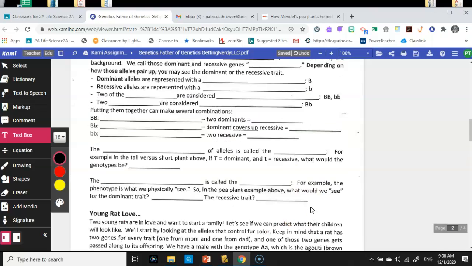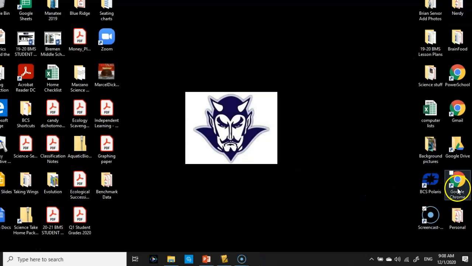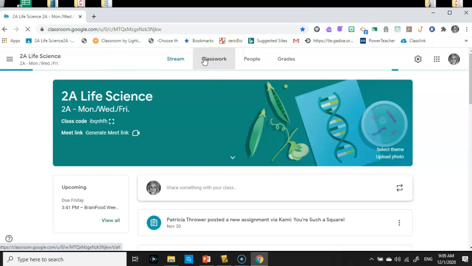All right, that's it. Now what we're going to do next, once you get this filled in, finish filling it in, go ahead and click enter and get your points. And then you're going to go in and do the one that says You're Such a Square, and that's practice. Let me get back in here and show you. I'm sorry this is so long. Okay, so go back into classwork.